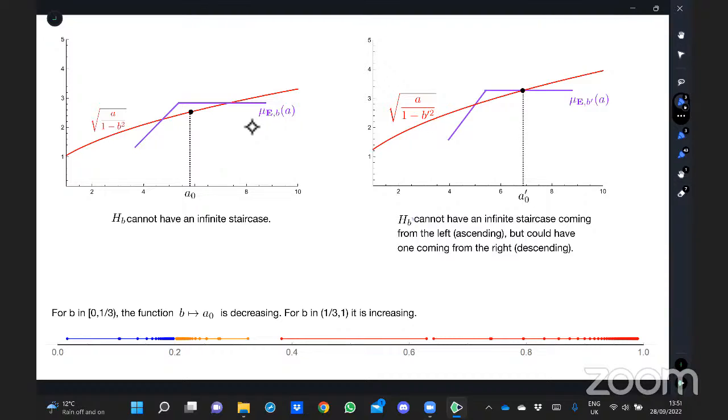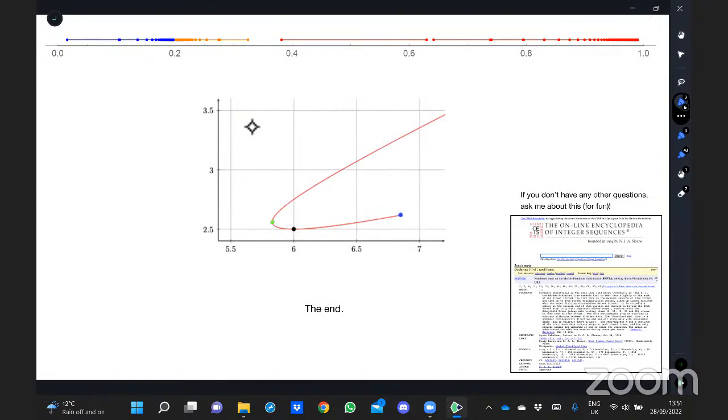And finally, about it being increasing or decreasing on the left-hand side or the right-hand side of the interval, and that being different to the left of 1/3 and to the right of 1/3, that just has to do with this function being increasing or decreasing. It's increasing on one side and decreasing on the other. And then if you just run through the logic, you'll see that that means that it blocks staircases from one side or the other accordingly.